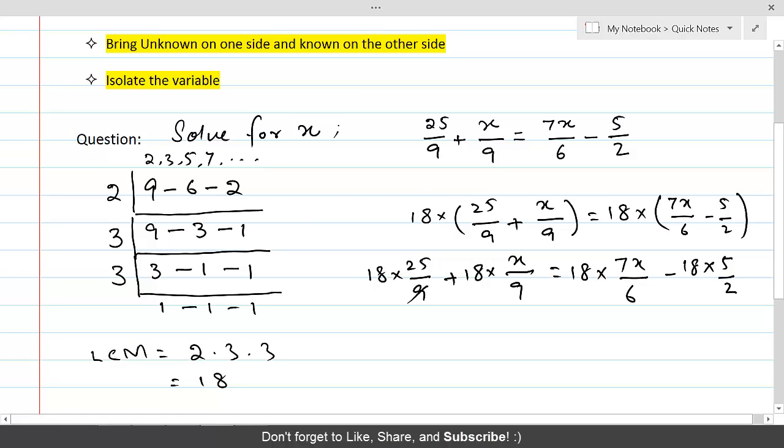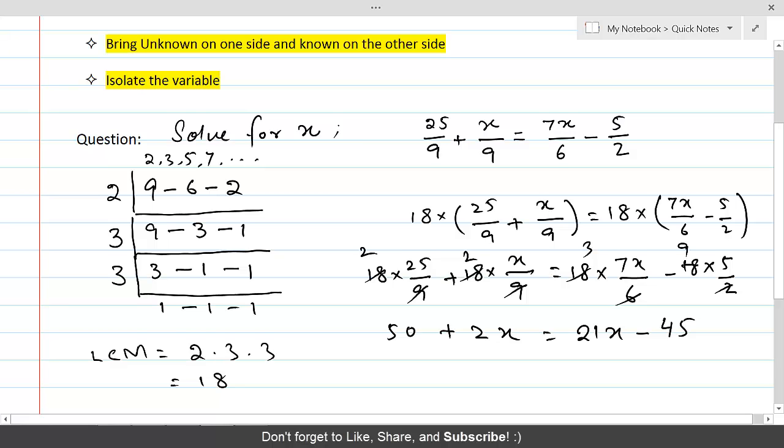Now 9 will divide 18, leaving 2 as quotient. 9 2 times is 18, 6 3 times is 18, and 2 9 times is 18. 2 times 25 would give us 50, plus 2 times x would give 2x, 3 times 7 would give 21x, minus 9 times 5 would give us 45.